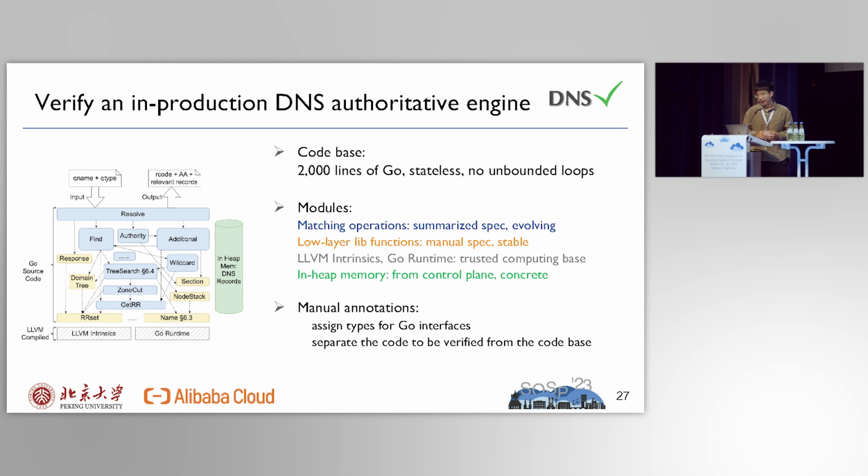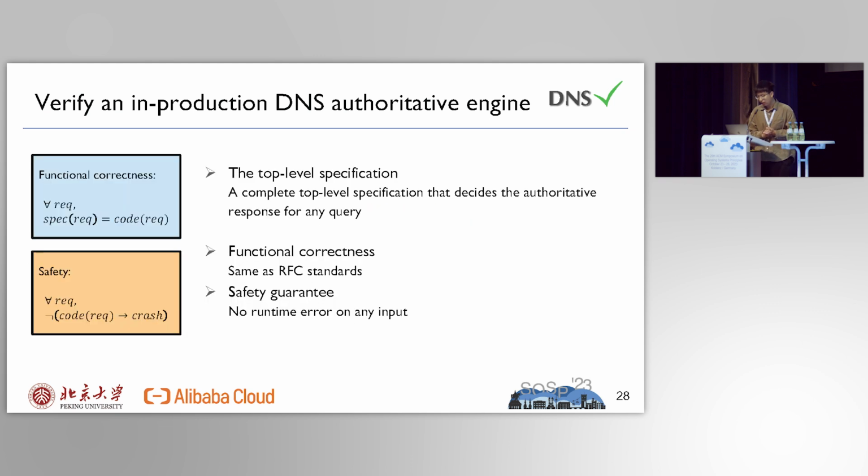We also add some annotations to assign concrete types for Go interfaces and separate the code from a very large Go code base. The top-level specification describes all related RFC standards and custom features used by the DNS engine. It is developed under the collaboration between developers with formal background and DNS background. We provide functional correctness and safety guarantees in the top-level specification. The functional specification decides the correct response for any query, and the safety guarantee ensures that it will not trigger any runtime error on any input.